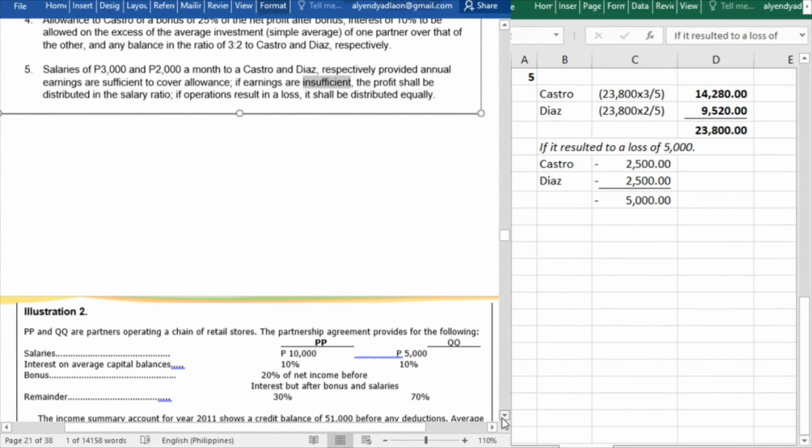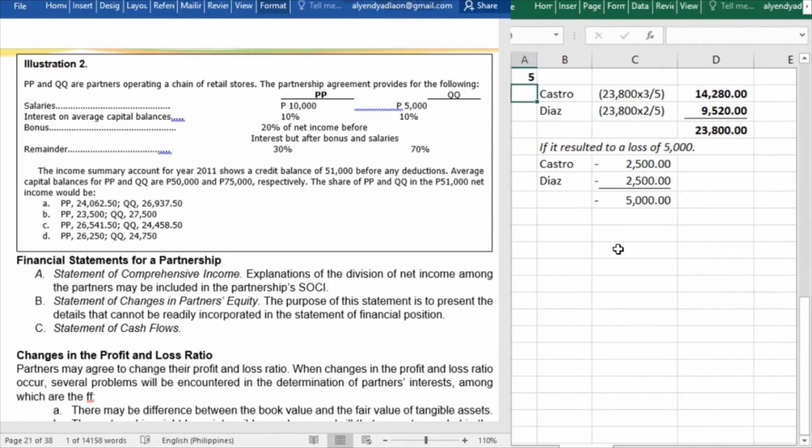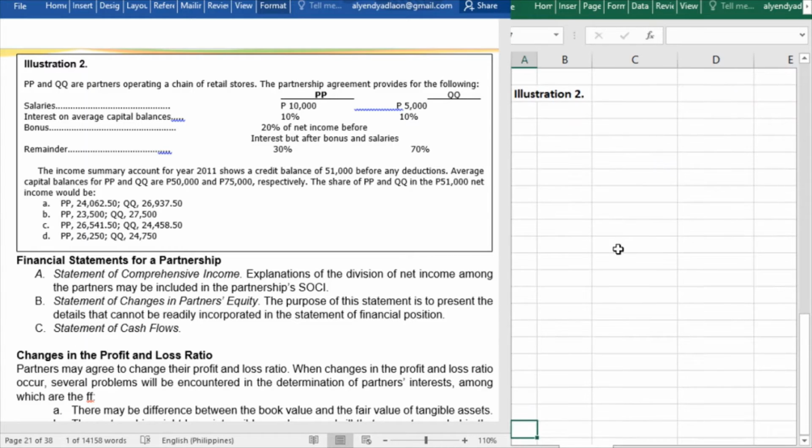Now let's proceed to the next. Alright, so we still have illustration 2. Okay, so illustration 2. Alright, so the question is the share of PP and QQ in the 51,000 net income would be. Alright, how much is that?